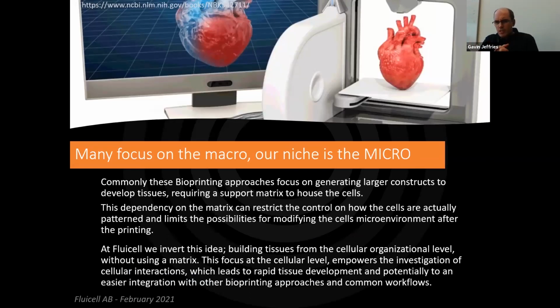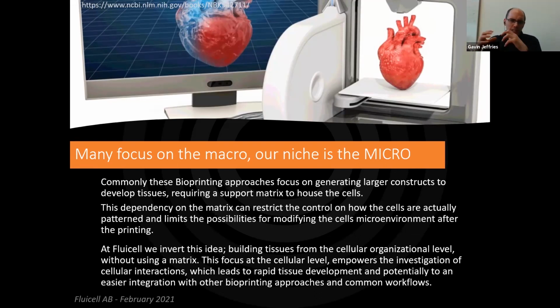Commonly, these bioprinting approaches focus on generating larger constructs to develop tissues. However, to develop a larger construct, you require a support matrix to house the cells in. This places a dependency on the matrix, and this matrix can restrict the control over the individual cells that you're trying to pattern, and can limit the possibilities for modifying the cell's microenvironment after the printing. Once you've got your printed construct, the cells are, let's say, encased in this environment, which is very hard to interact with.